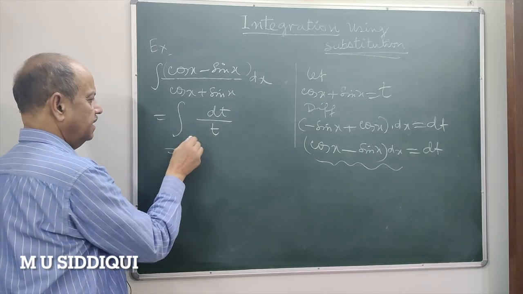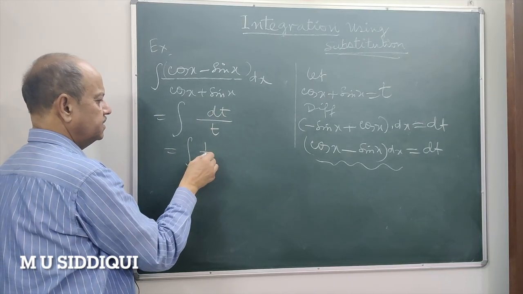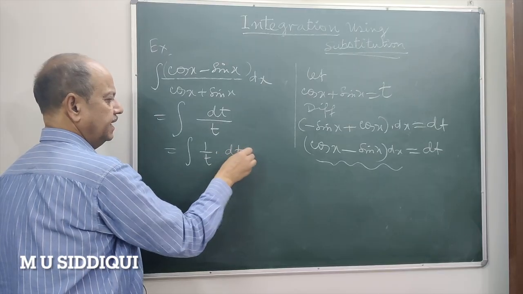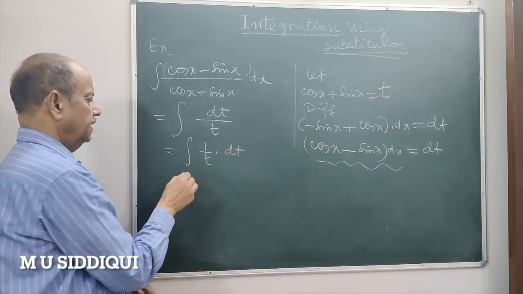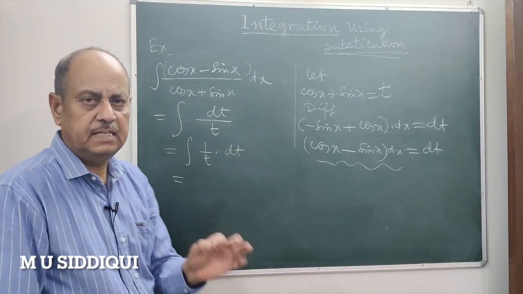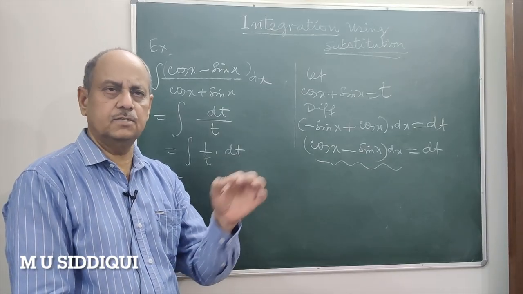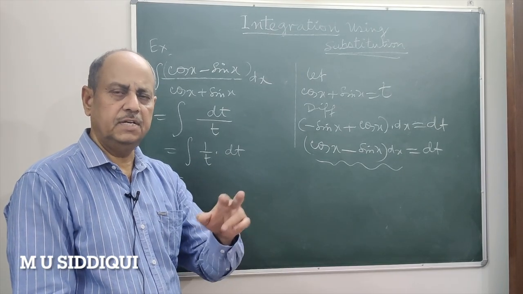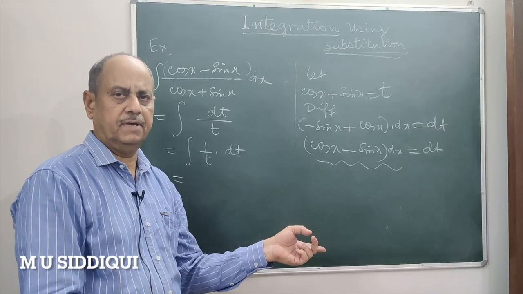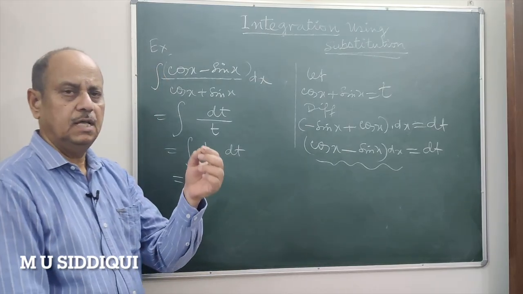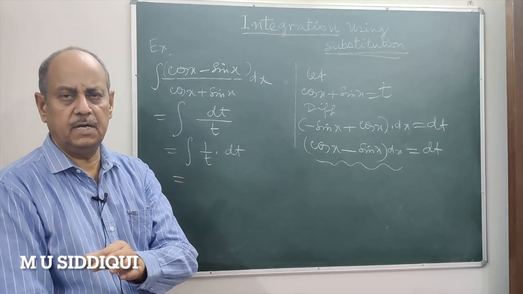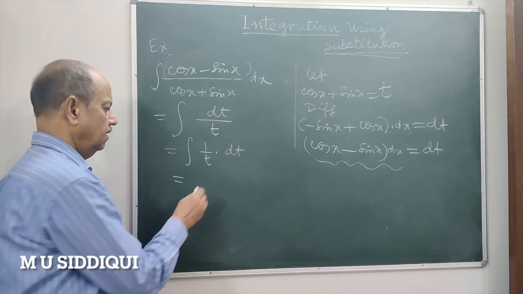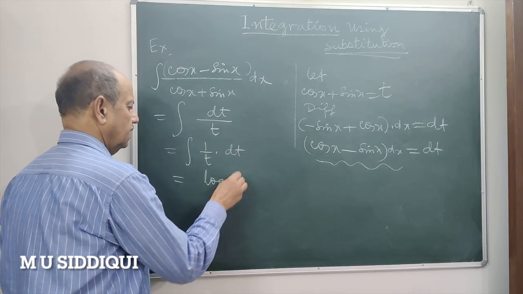I'm sure you can understand. Either say dt upon t, or you can say 1 upon t to be integrated with respect to t. You can recall d/dx of log x is 1 upon x, so the integral of 1 upon x is log of x. The differential coefficient of log of t is 1 upon t, so the integral of 1 upon t will be the logarithm of t.